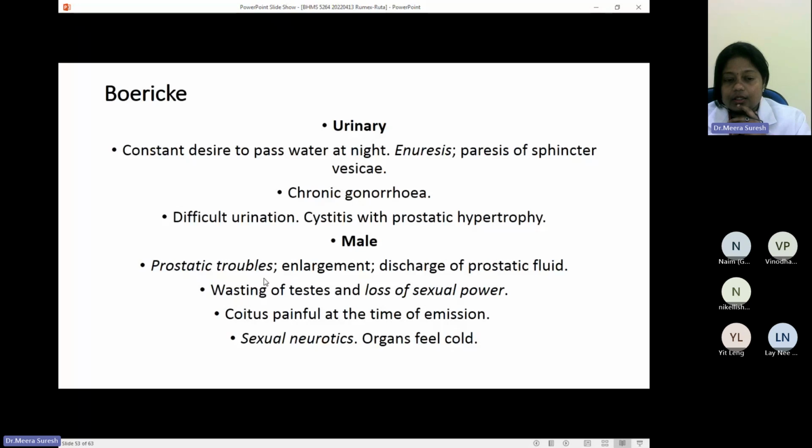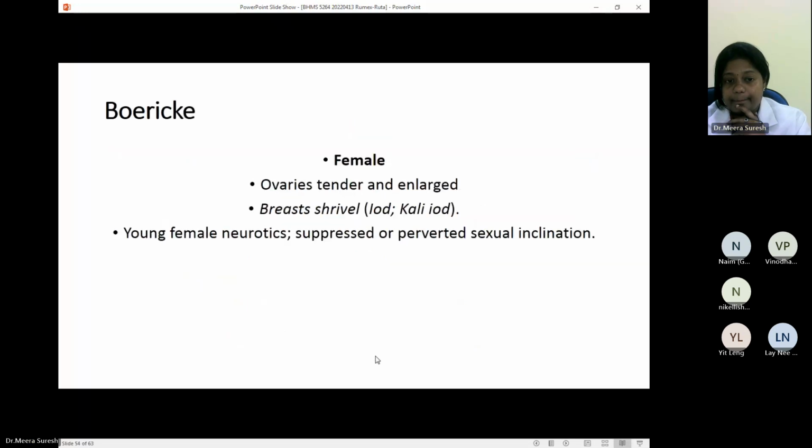In males, there is prostatic enlargement with discharge of prostatic fluid. There will be wasting of the testis, and that is why it is said it could be given for the growth of the testicle. But mostly what they have seen is its use for atrophy of the breast. Then there is loss of sexual power. Coitus is painful. For the sexual neurotics, the organs feel very cold.